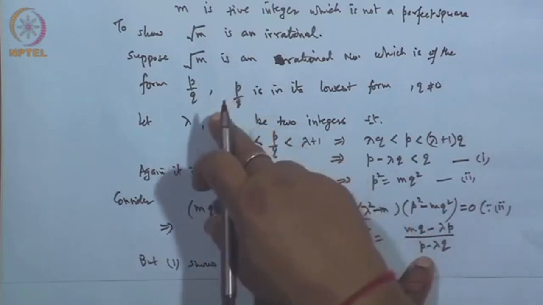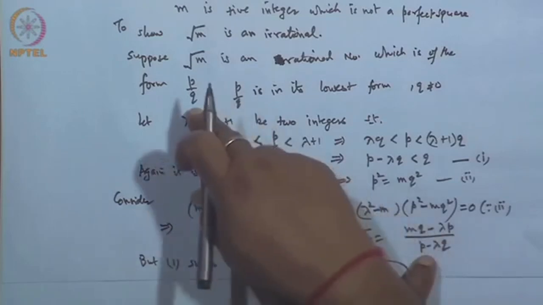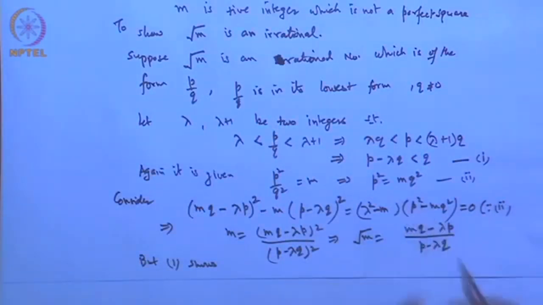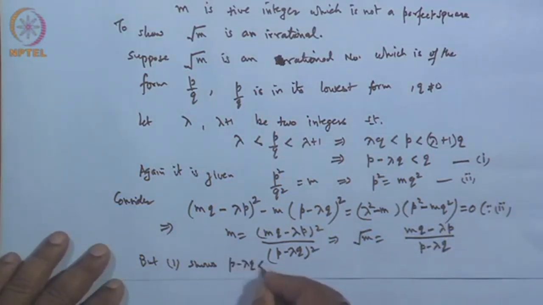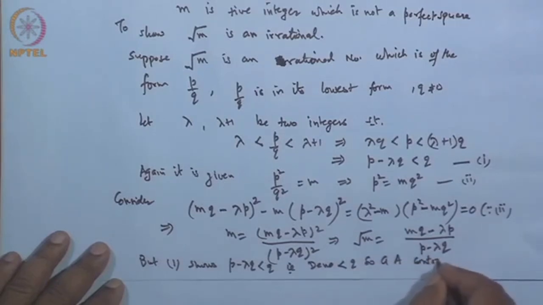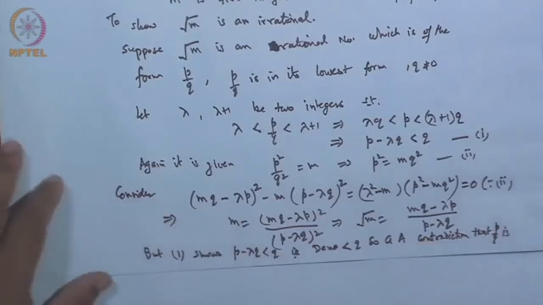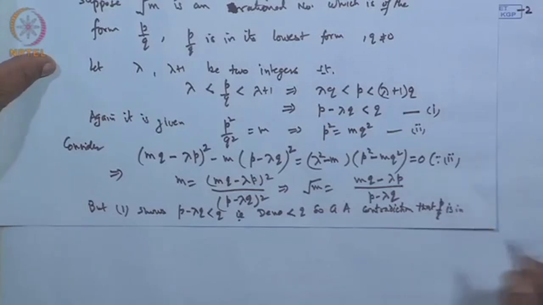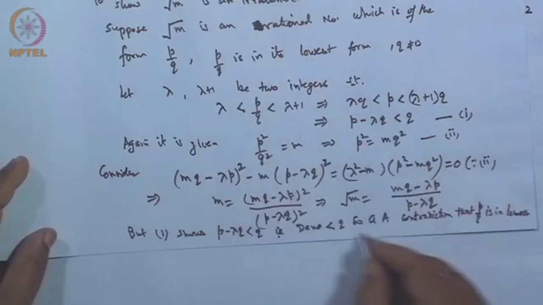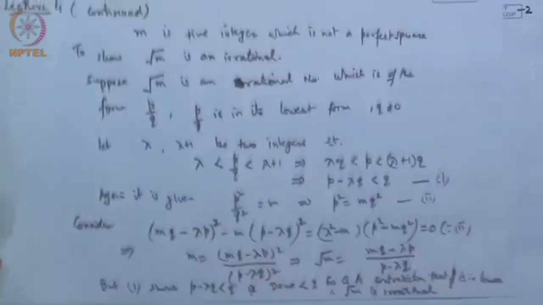Because root m is written in the form p by q, which is in lowest form, but we are getting root m can also be expressed in this form where the denominator is strictly less than q, so p by q cannot be in lowest form. So it is a contradiction to the assumption that p by q is in lowest form. This contradiction exists because of the wrong assumption that it is a rational number. Therefore, root m is an irrational number.